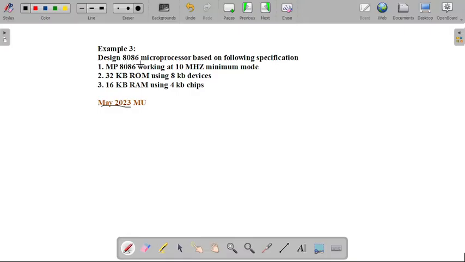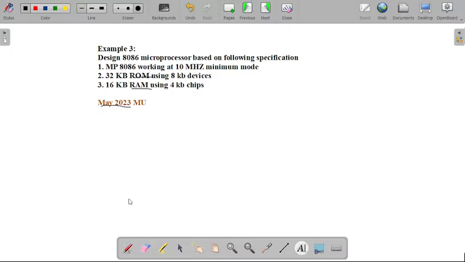Design an 8086 microprocessor based system with the following specification. The first one is our 8086 microprocessor is working at 10 MHz in minimum mode, and there is 32 KB of ROM using 8 KB devices, and the third one is 16 KB of RAM using 4 KB chips. So based on the given data, we have to draw the diagram for the ROM and RAM interfacing, as well as we have to find out how many address lines will be required, the number of sets and number of chips that will be required, and what is the IC number for our ROM as well as our RAM.